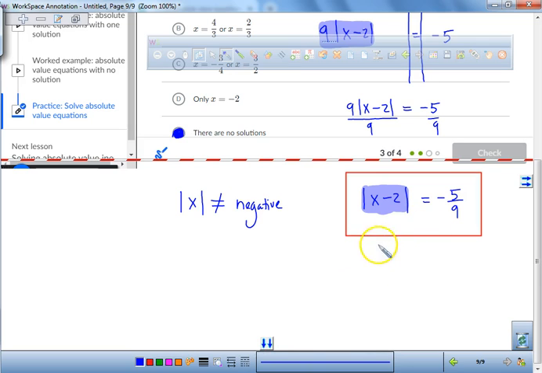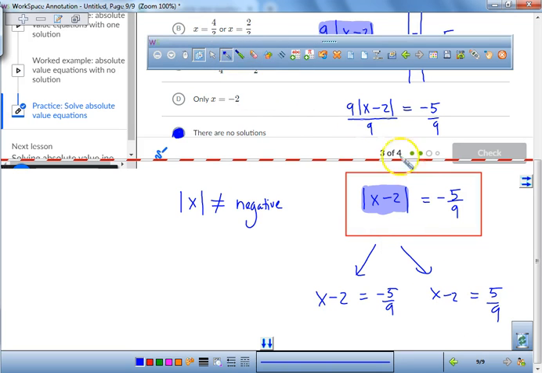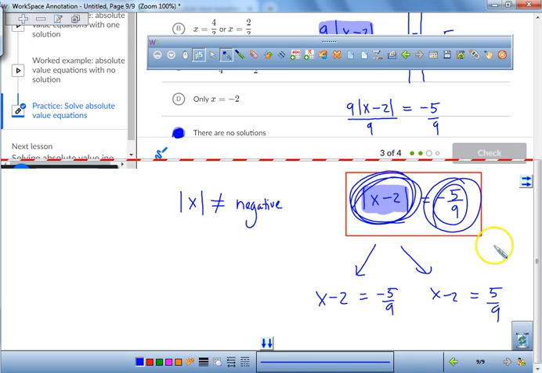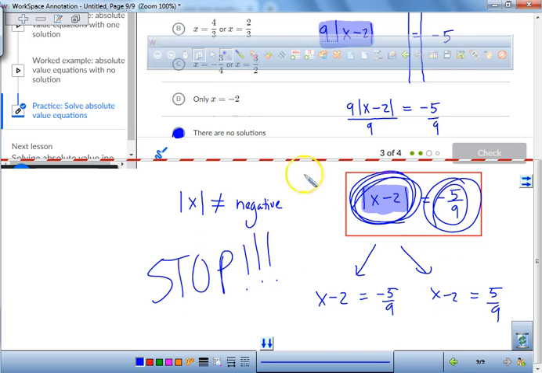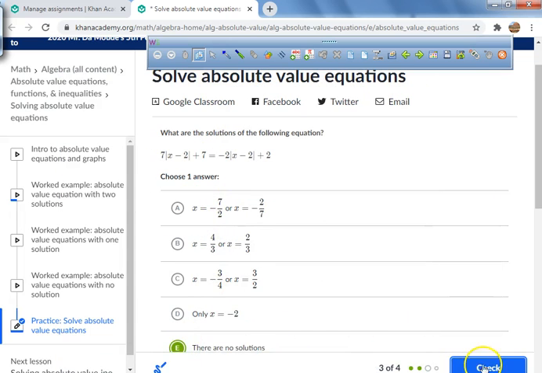Now, could you keep working? Here's what some students will do. Ready? They'll break it down. They'll say, okay, I'm just going to keep going. x minus 2 equals negative 5/9. And then I'm going to break it down over here. x minus 2 equals positive 5/9. And then they'll keep working and solve for x, and they will get 2 extraneous solutions that will not work. So what do I want you to recognize? Whenever the absolute value expression equals a negative, what do I want you to do? Stop and just write no solutions.